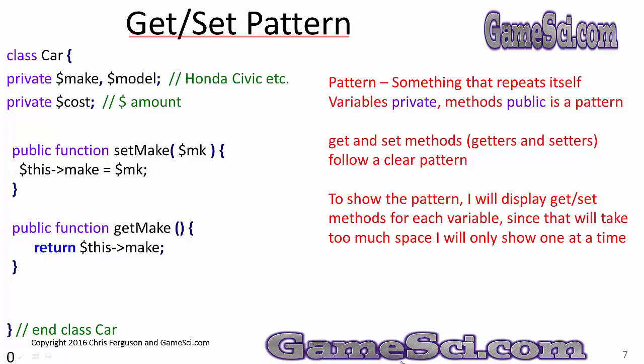To show the pattern, I will display get and set methods for each variable. Since that will take too much space, I'll only show one set of get and set methods at a time, and then I'll flip over to new ones. All of this code is in the same class, it's just I can't show it all at once, so I'll kind of substitute new code in when I can.